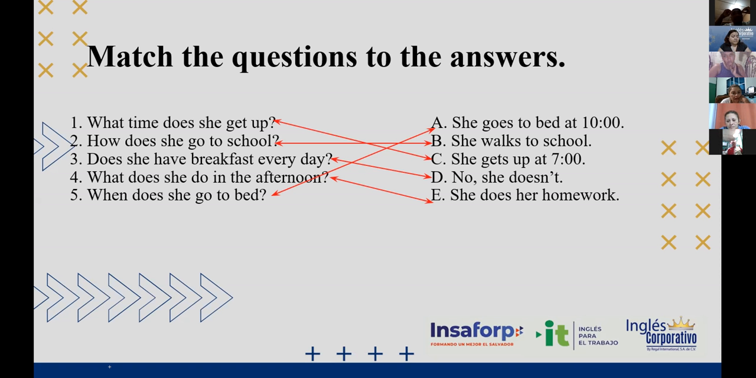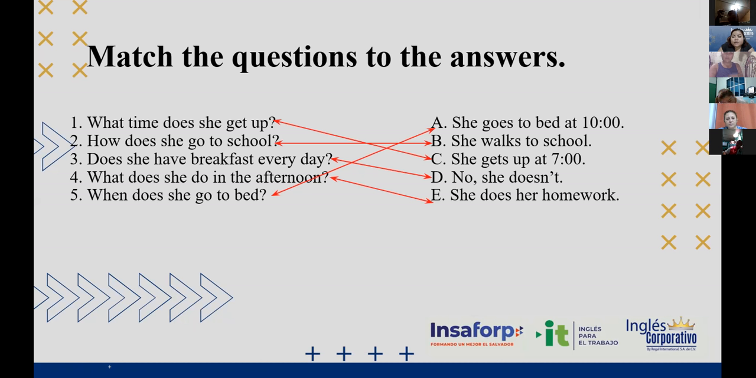She gets up at 7. Okay. How does she go to school? She went to school. Okay. Does she have breakfast every day? No, she doesn't. What does she do in the afternoon? She does her homework. When does she go to bed? She goes to bed at 10. Okay, very good. Thank you so much, Jose and Elsie.